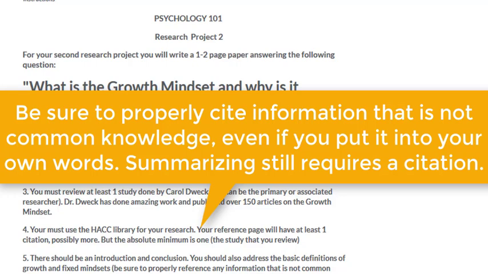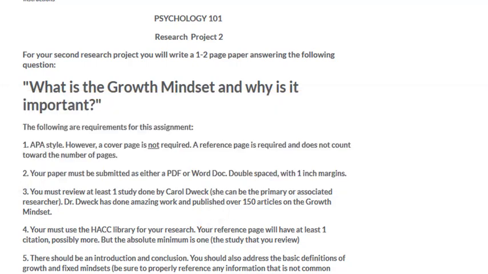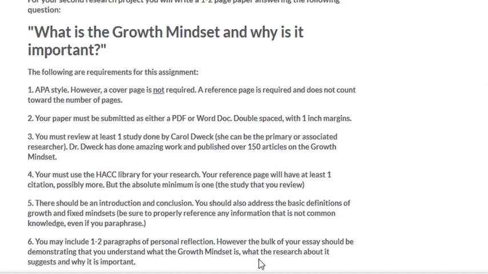You may include 1 to 2 paragraphs of personal reflection. However, the bulk of your essay should be demonstrating that you understand what the growth mindset is and what the research is about and talking about why it is important. So I don't want the majority of your paper to be your personal reflection, but you can include 1 to 2 paragraphs of personal reflection.